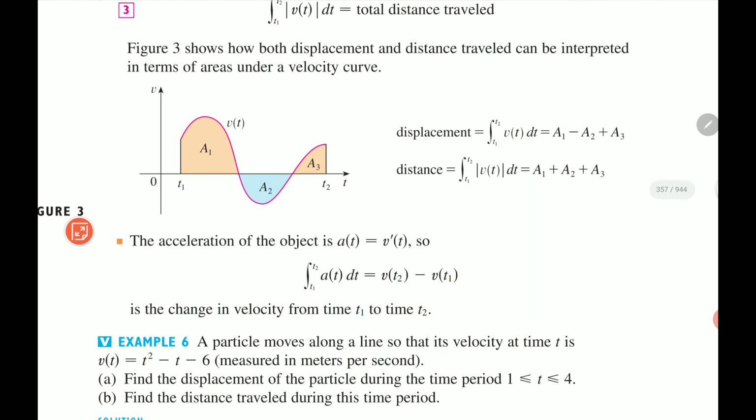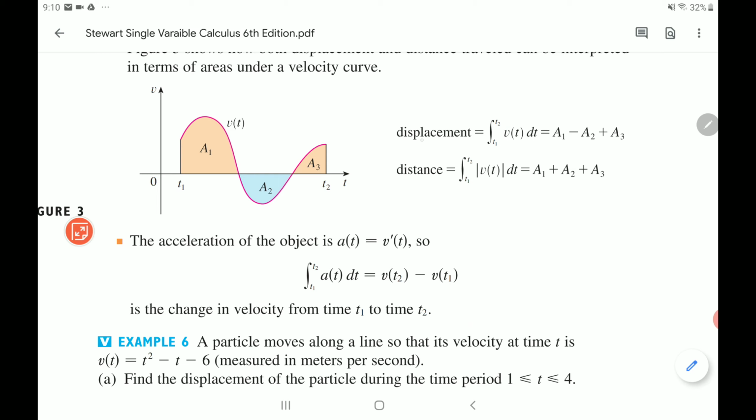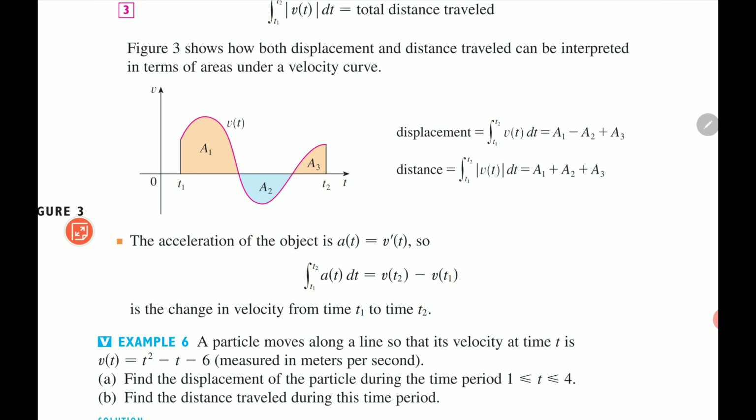The difference between displacement and distance. Displacement we would treat just as a regular integral. We don't do anything special with it. It's just overall change in position. But overall distance traveled is the absolute value of the function, which means anytime it's below the x-axis.